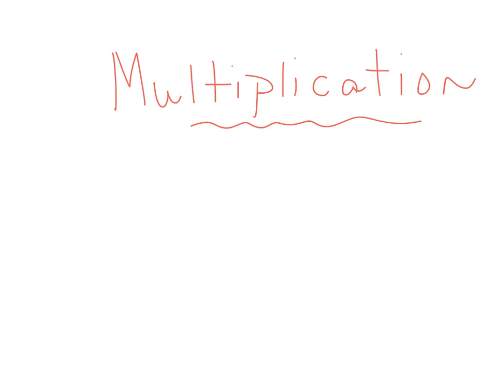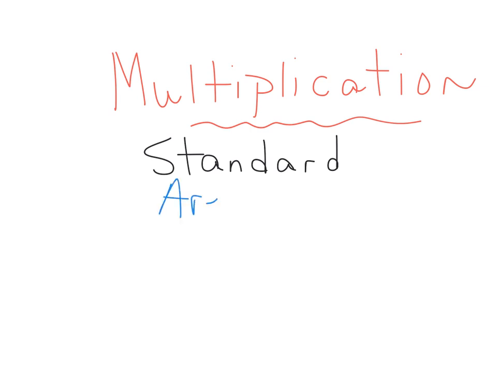Today we're going to talk about 3 different ways to do multi-digit multiplication. The first one is the standard multiplication, which you've probably seen. The second one is area model. And then the third one that we're going to look at today is lattice multiplication, which is actually probably my favorite. So for our first method of multiplication, let's look at standard multiplication.